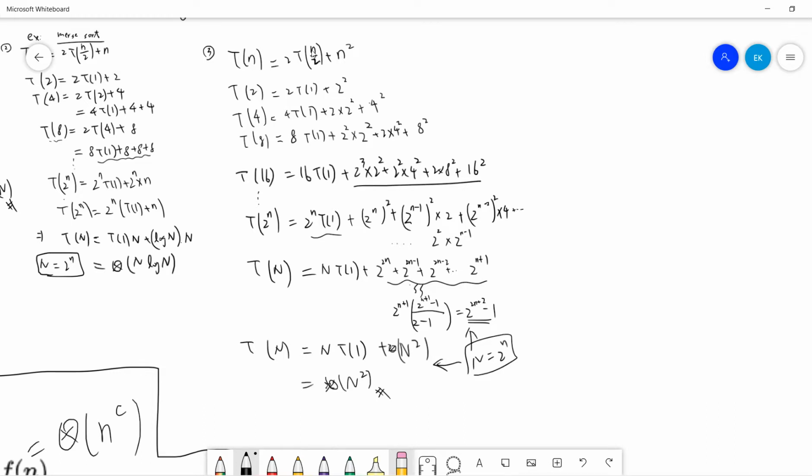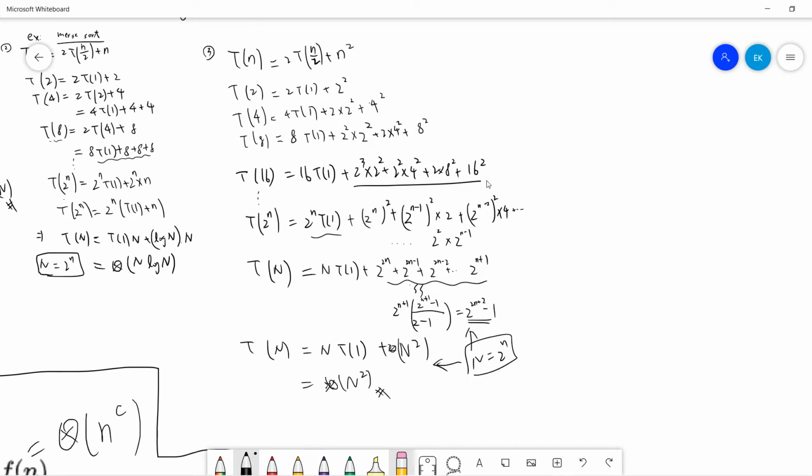So T(n) is 2T(n/2) plus n squared. So T(2) is 2T(1) plus 2 squared. T(4) is 4T(1) plus 2 times 2 squared plus 4 squared. T(8) is 8T(1). So you just multiply by 2, right? And then plus 8 squared.